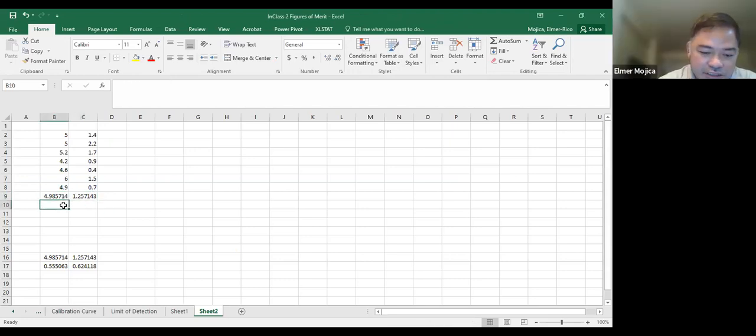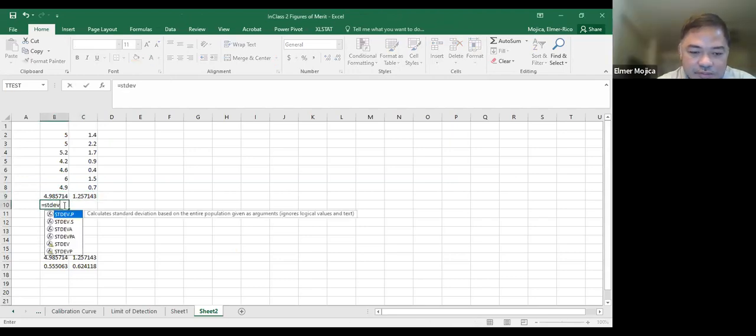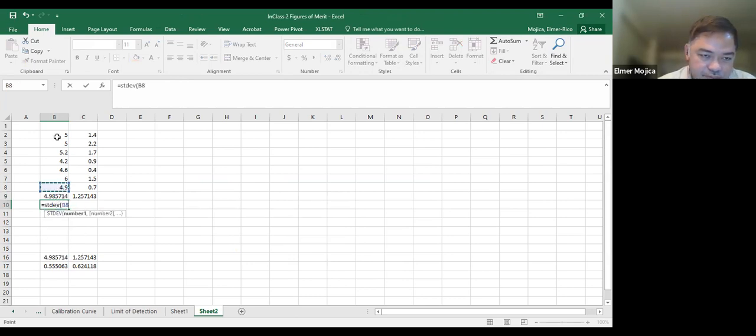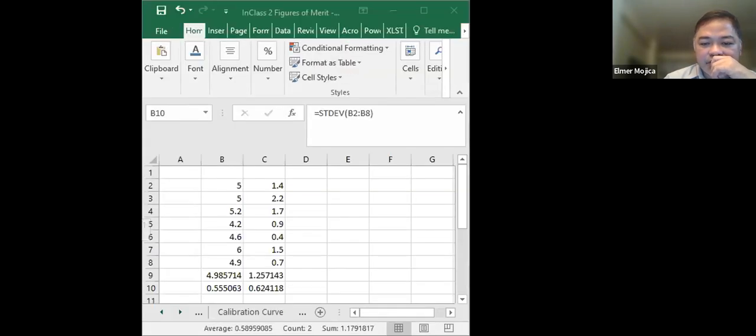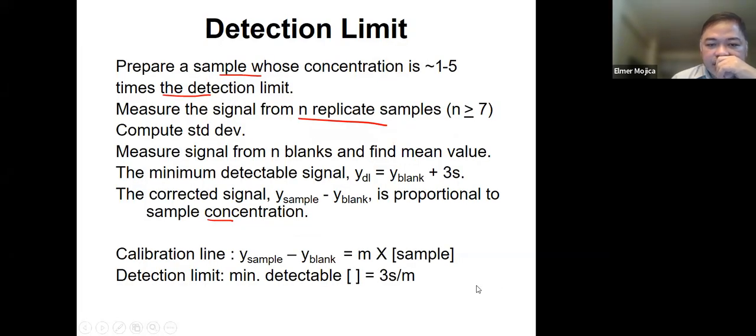So if you're going to do that and then you get the standard deviation. Now, on the board exam, of course, you cannot do this because you don't have Excel. But this is how you're going to do it. Okay. So what information can we use here? If you look at the slide that we have, we need at least the standard deviation of your replicates. And in addition to that, we also need the blank.